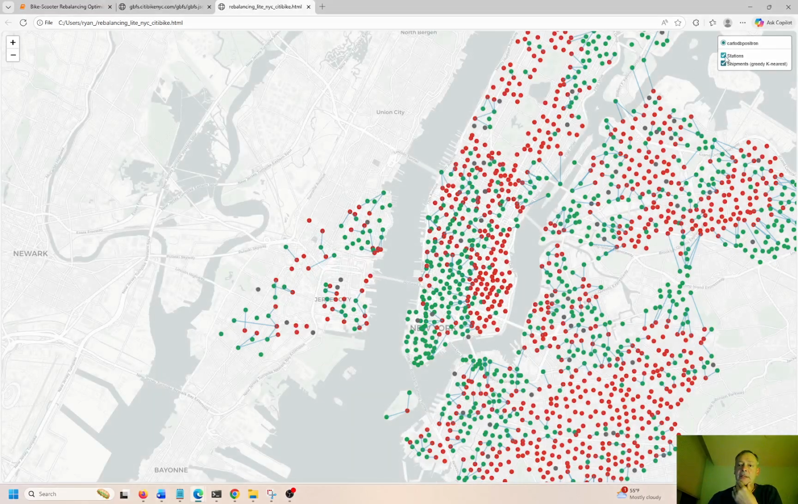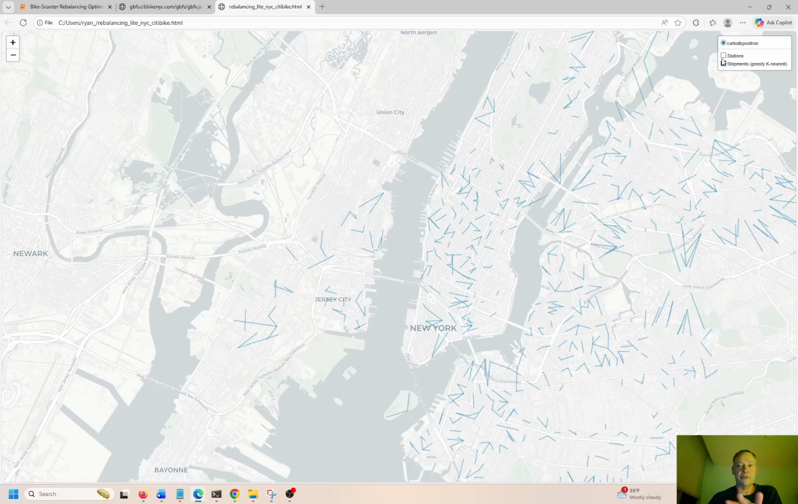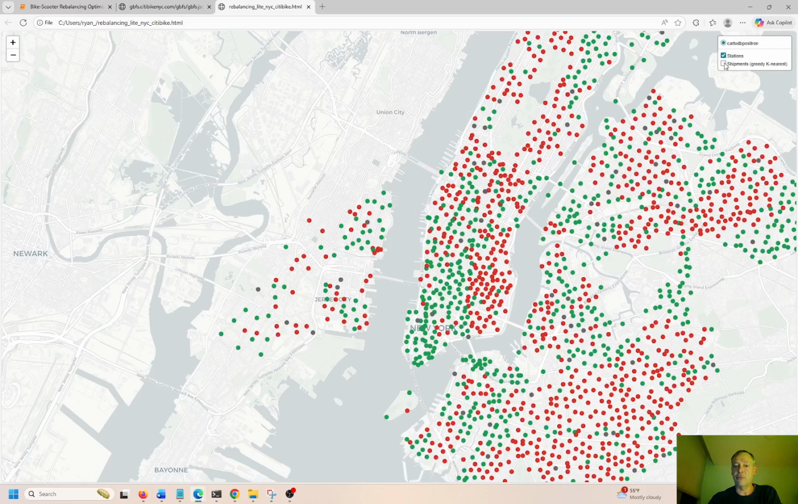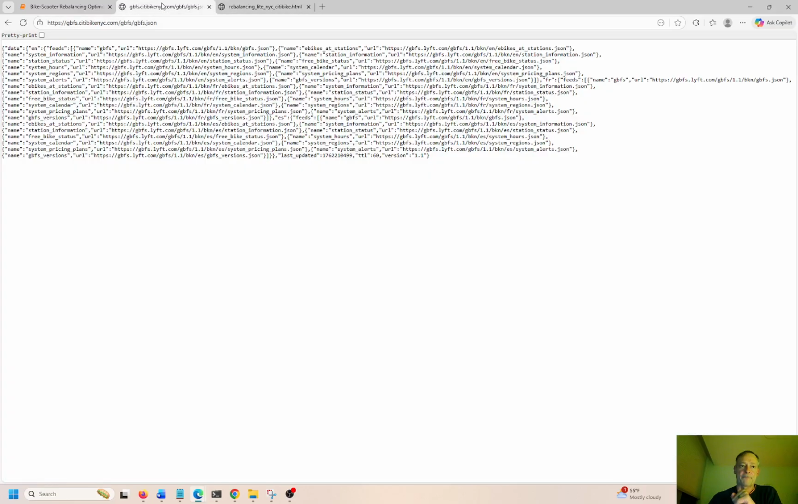If we go ahead and click here, we can get rid of the stations and then just look at the lines. These are the shipments or the movements back and forth between stations with a lot of bikes and stations with not too many bikes, right? So the lines represent the movement of the bikes and the dots represent the stations. Okay, so hopefully that makes sense.